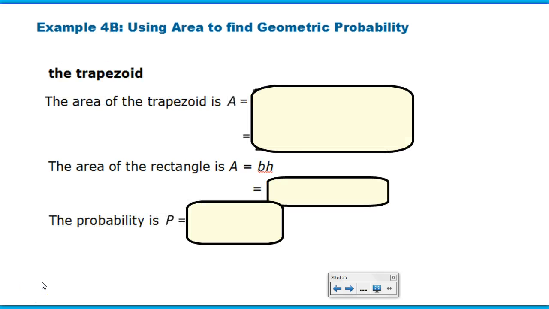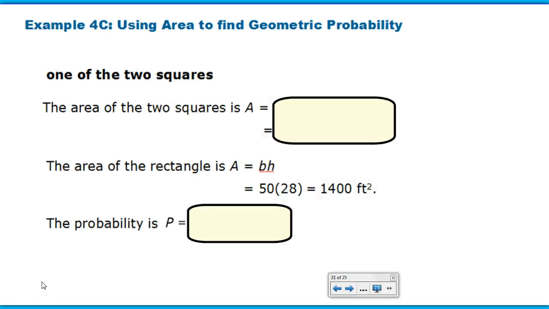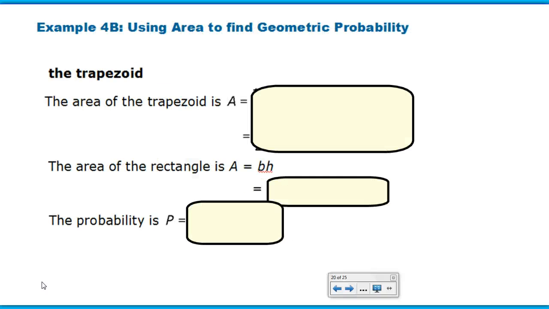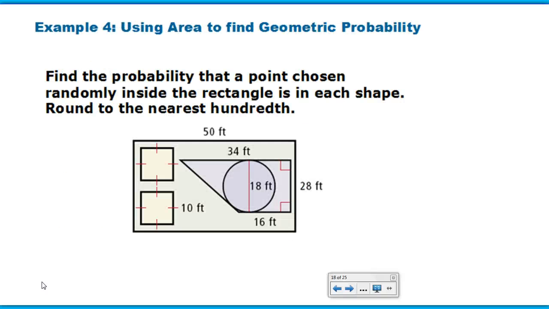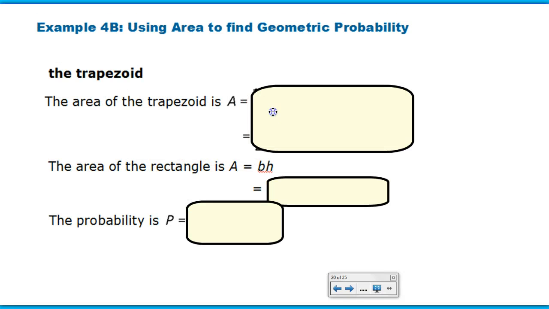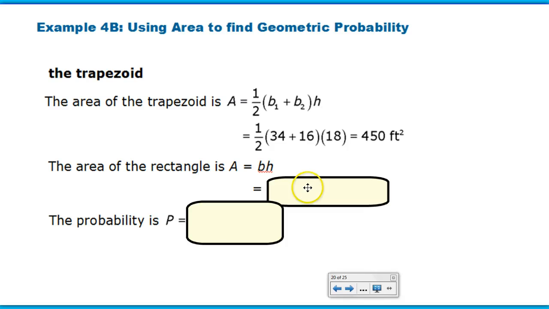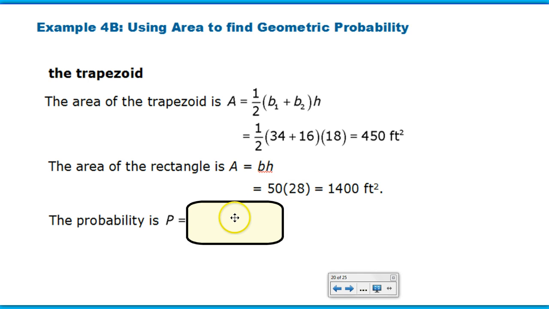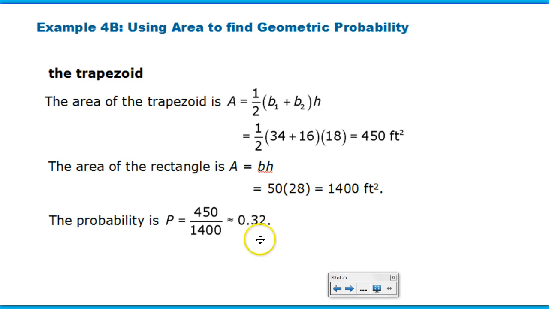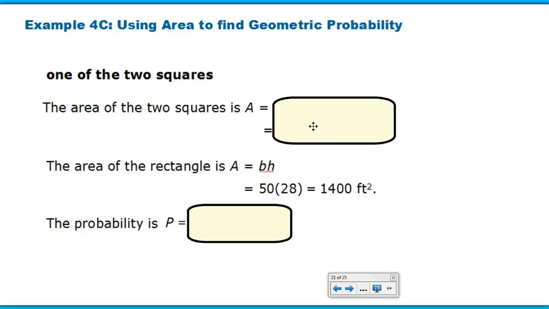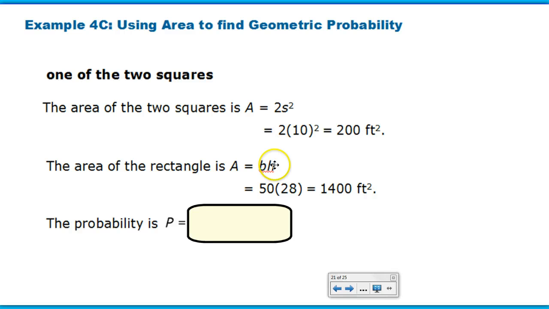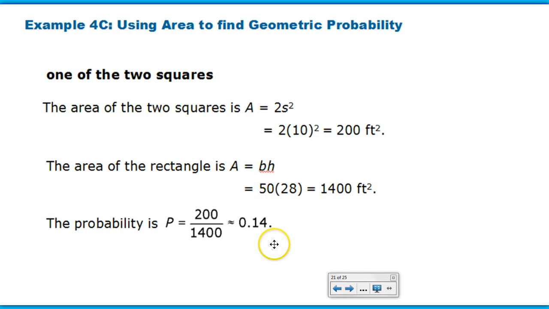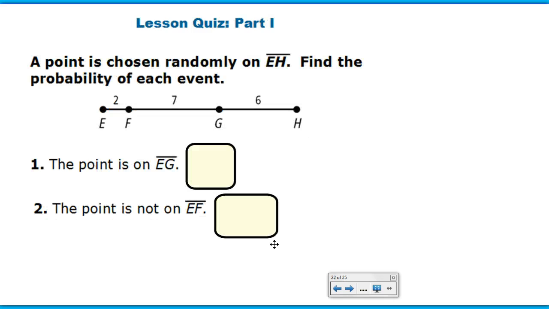Now the trapezoid. Go ahead and find the trapezoid and one of the two squares, and we'll come on back and check your work. So the trapezoid, there it is. You should have found that area, 450 feet squared, and we still have our rectangle. So 450 over 1400 is 32/100ths. In one of the two squares, we simply find the area of 200 feet squared, and place that over the area of the entire space, and we have 14/100ths. Okay, try the lesson quiz and check your work.